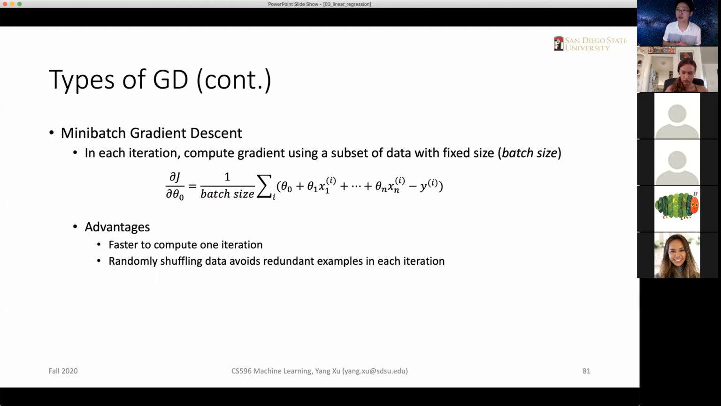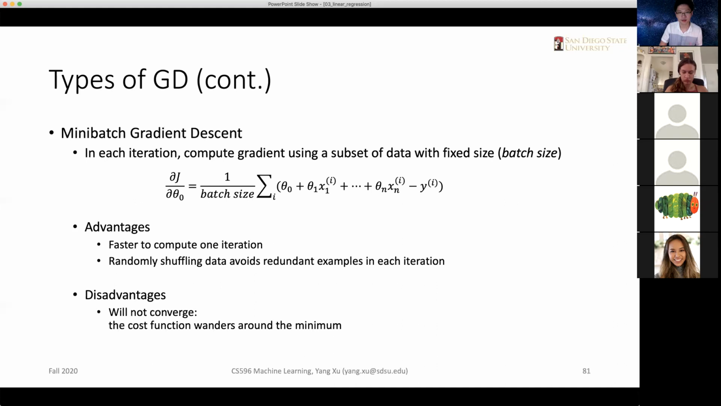And it also brings some randomness during the training. It avoids certain kinds of overfitting. If we always use the same batch to compute the gradients, it's kind of overfitting to some fixed patterns.